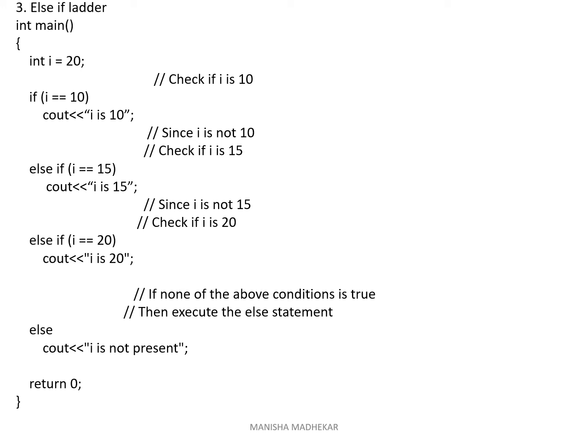Now this is the second condition. Else if I is equal to 15, then if the condition matches, it will print I is 15. Since I is not 15, it will not print this statement. Now the next condition is else if I equal to 20. Now this condition is true, so it will print cout I is 20. If none of the above conditions is true, then it will execute the else statement, I is not present.